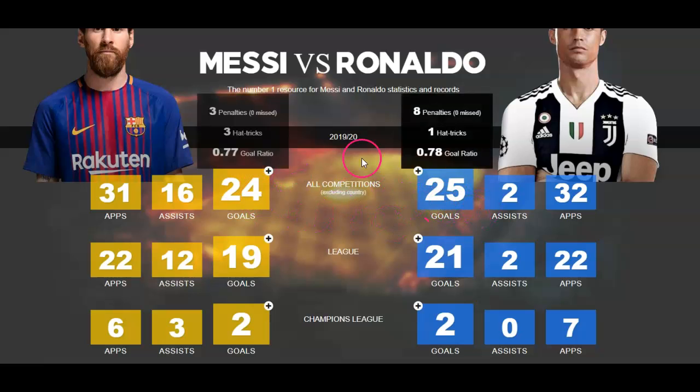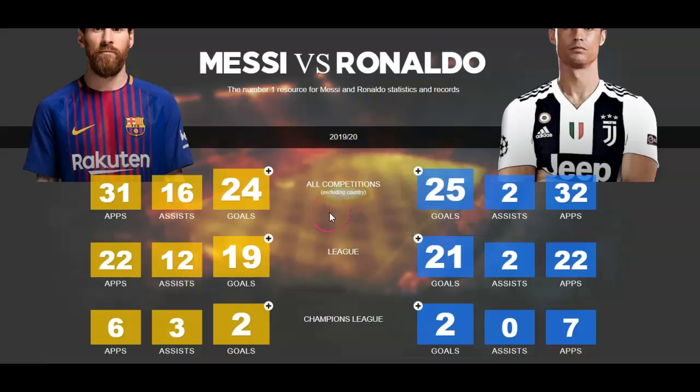So this is just one part of data. Obviously, if you guys are actually debating this, you can talk about how they're in different leagues. He plays in Italy, he plays in Spain. There's all sorts of stuff you can bring in here to try to make your arguments.